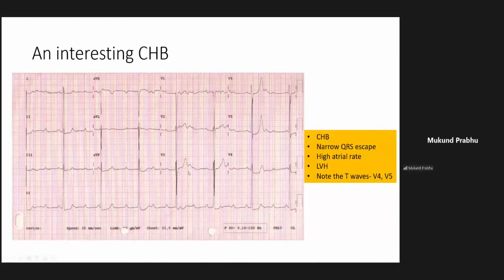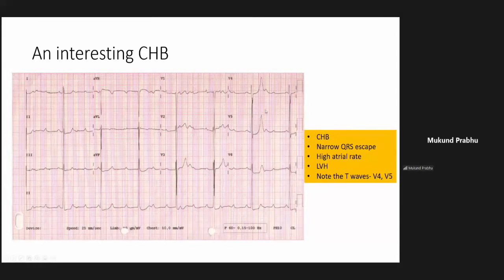This is another interesting CHB, complete heart block. We have regular PP interval, regular RR interval, and no relation between the P and QRS, atrial rate more than ventricular rate. All of them are needed for the definition of complete heart block. I will repeat that. Regular PP interval, regular RR interval, no PR interval, atrial rate more than the ventricular rate. So it's a typical complete heart block. As we discussed, atrial rate is much higher. Impending hemodynamic collapse should be anticipated.